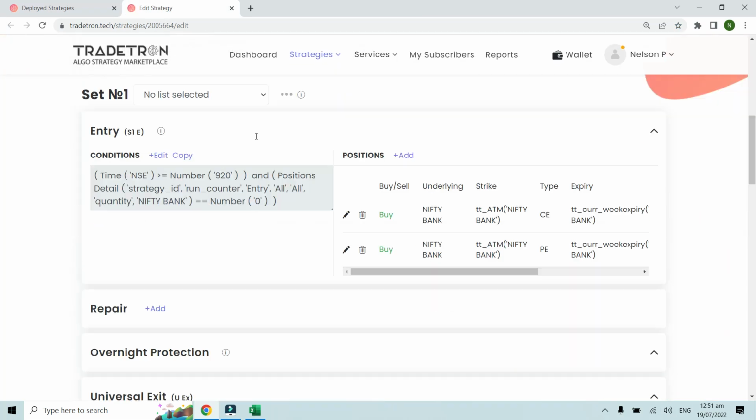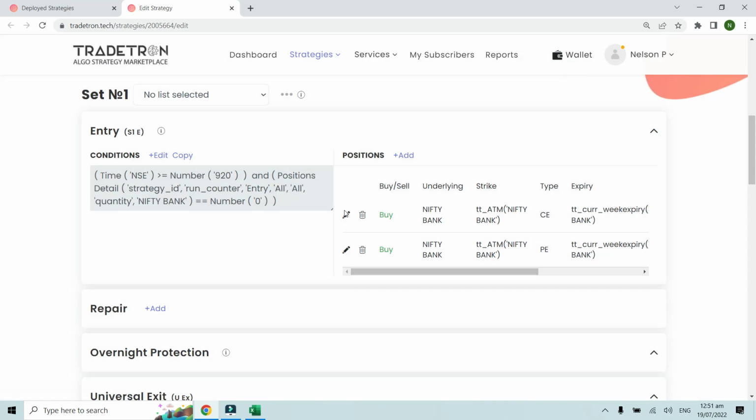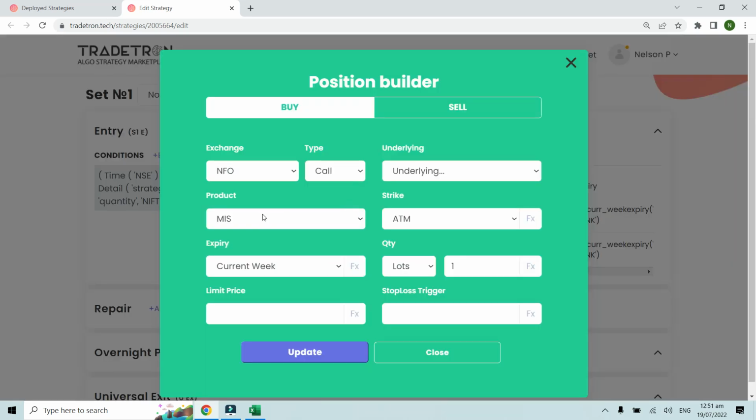And let's just go to the entry condition. It's a very simple entry condition where we are saying that whenever the time is greater than 9:20, then we want to enter into a long straddle. That is basically a call option of the current week ATM, and we are also buying a put option of the current week ATM. All right.